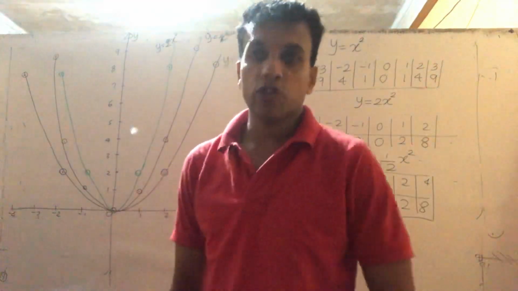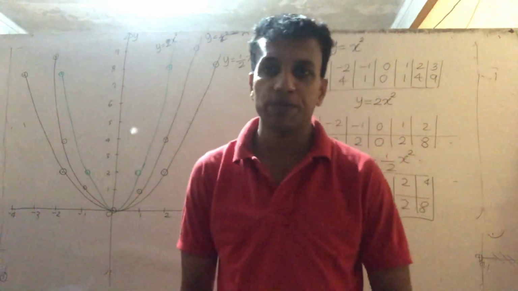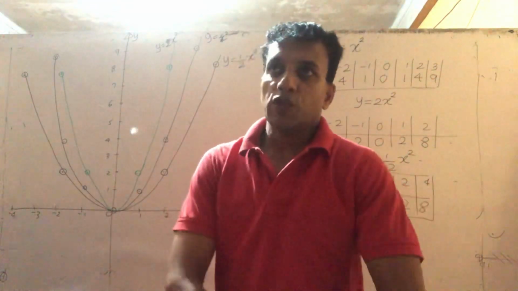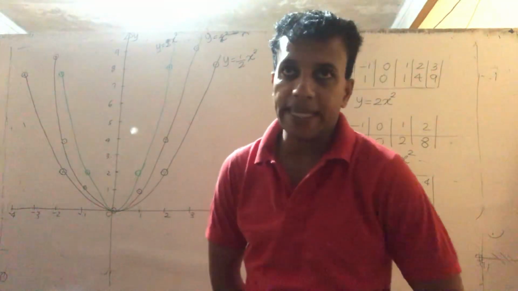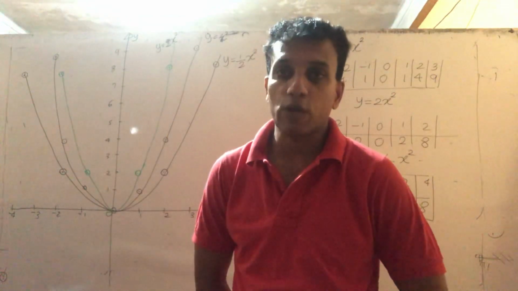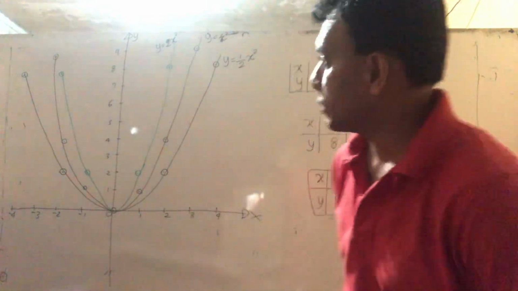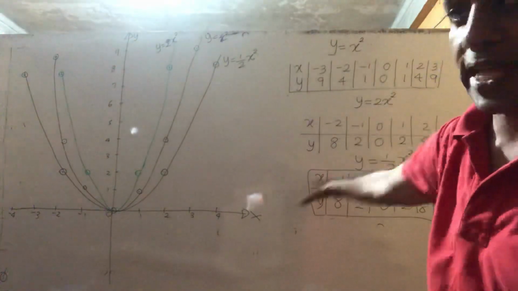This is my fourth video for the grade 10 graph lesson, parabolic shapes. In the last video I showed the basic shapes of the graphs, y equals x square and y equals minus x square, and we also drew them. Today I will explain once again from that lesson.